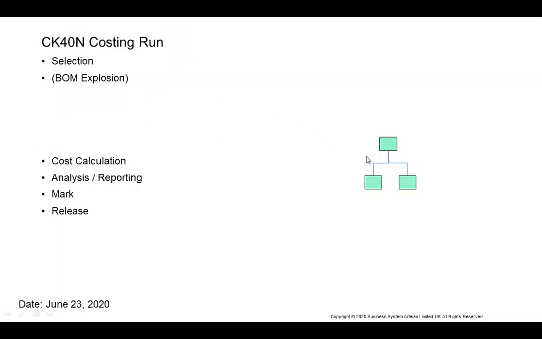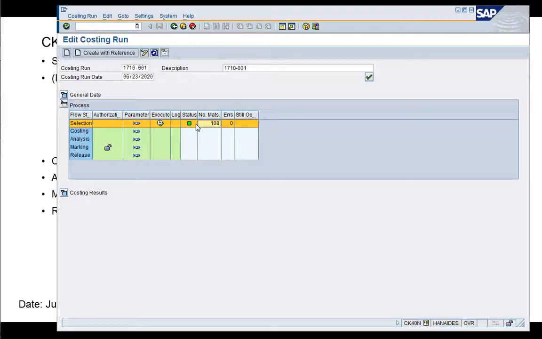BOM explosion means there's a material that has this structure. To build this product, you have some subcomponents, and if we specify the top level, SAP automatically searches for the subcomponents. That's called BOM explosion, or multi-level costing. Right now we only specified 12 materials, and we have 108.